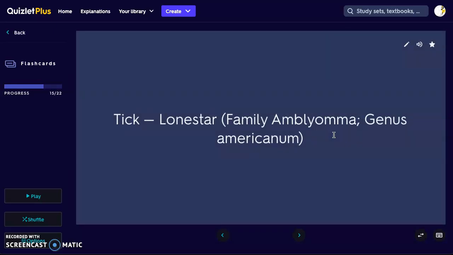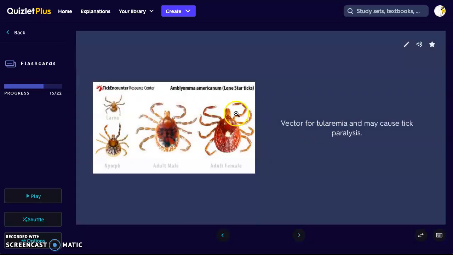Next, we have our lone star tick. They're in the family Amblyomma, the genus Americanum. It almost looks as though there's a star on the back of their exoskeleton. They're a vector for tularemia and may cause tick paralysis. So when we were talking about an animal susceptible to tick paralysis, this is one of those ticks that may cause that.